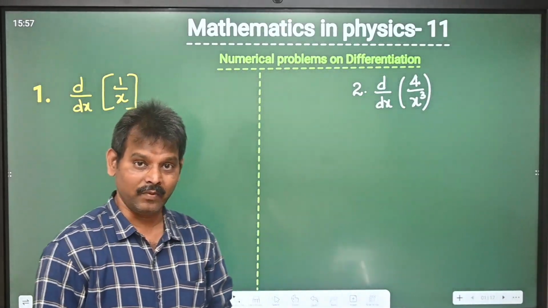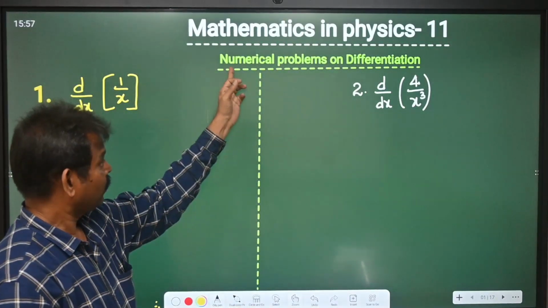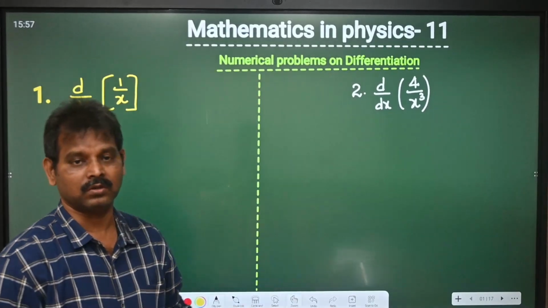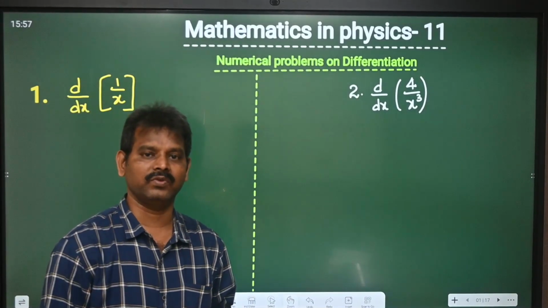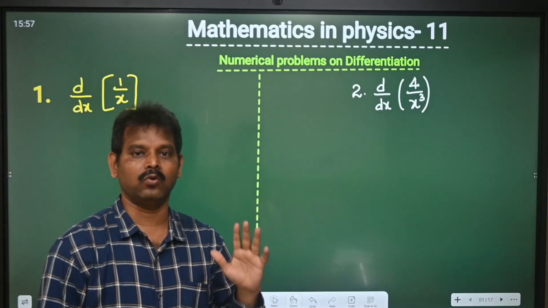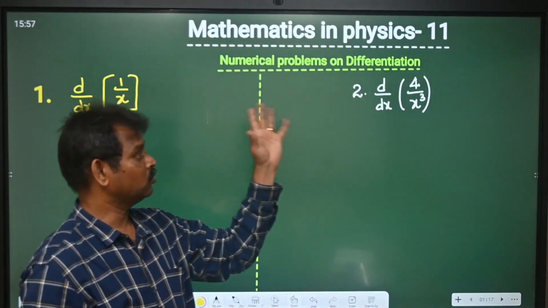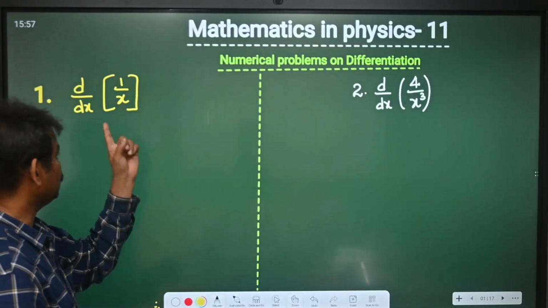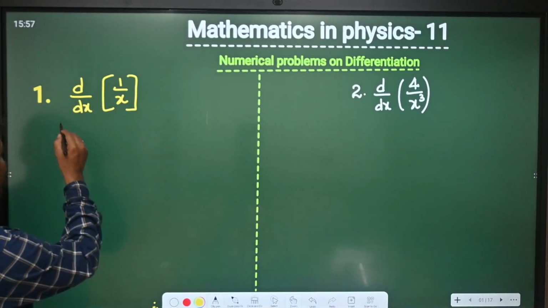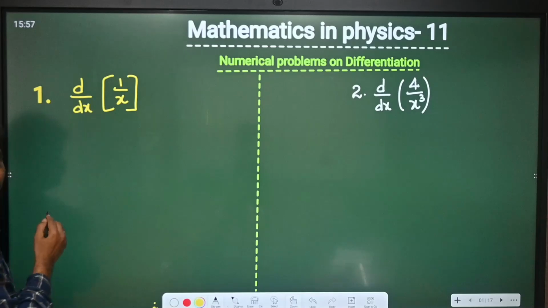Mathematics and Physics, 11th part. Today, numerical problems on differentiation. In the previous class we studied 12 different rules of differentiation, and we will apply those rules to solve different problems on differentiation. The first one: d by dx of 1 by x.